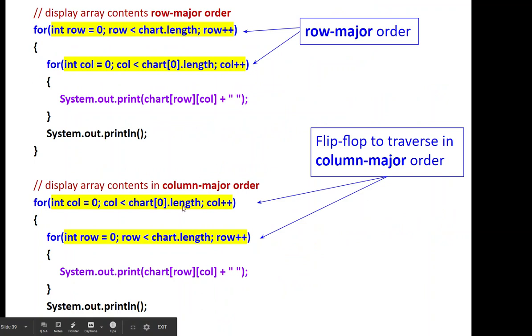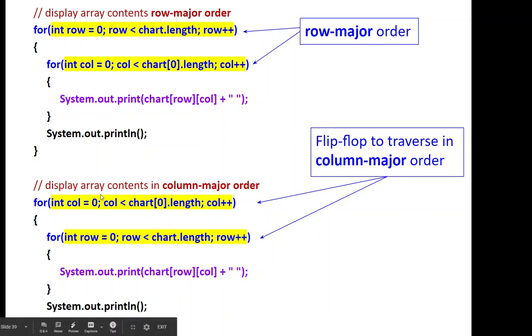Now, if you want to do column major order, the only thing you change is you put the column loop on the outside. Notice that the column loop is chart[0].length, while the row is chart.length. I would use r and c, or row and column. Don't use i and j, because it's easier to forget which is the row index and which is the column index. And always put row first and then column second when you're accessing the array.